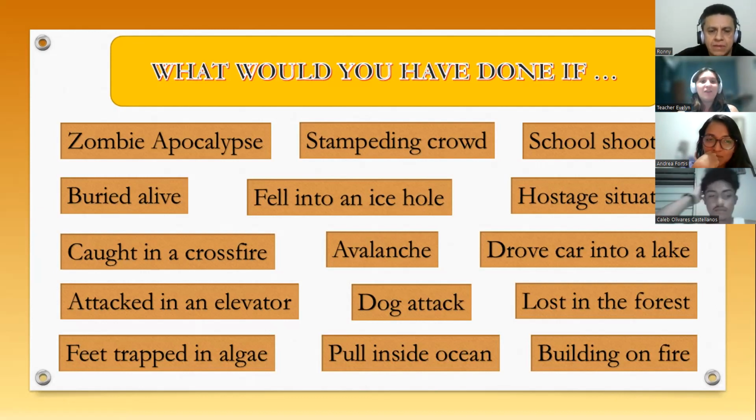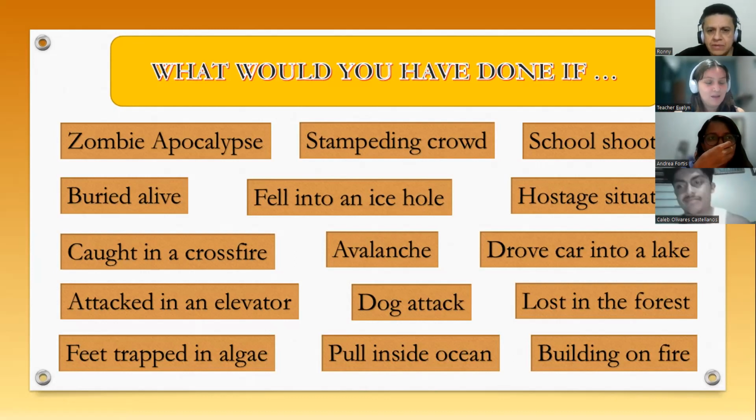Yes, imagine a stampeding crowd. Imagine you're at a concert and someone starts shooting in some place and everybody starts running and you fall and everybody's stepping on you. That is a stampede. But what would you have done in that case? Or imagine you're in a mountain and you fell into an ice hole. Imagine there's a big hole and you fell into that, right? What would happen? Or an avalanche. You're skiing in a mountain and you see all of the snow coming towards you, right? That is another one, an avalanche.